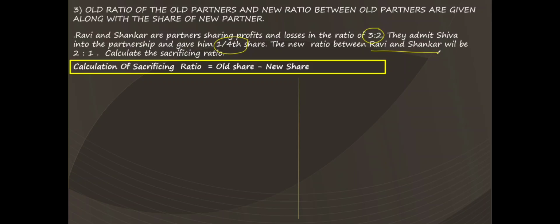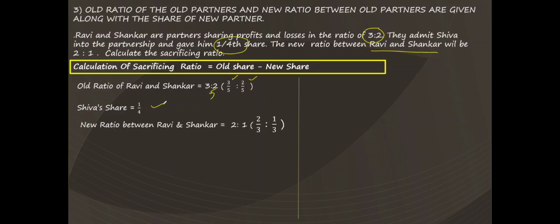So let's first put down the information given to us in the question. The old share or the old ratio of Ravi and Shankar is 3:2. The total will be 5, which will be the denominator. So the ratio can be written as 3/5 and 2/5. Next, we have Shiva's share, that is the new partner's share, 1/4, given in the question. And they have also given us a new ratio between Ravi and Shankar, that is 2:1. The total will be 3, which can be written as 2/3 and 1/3.